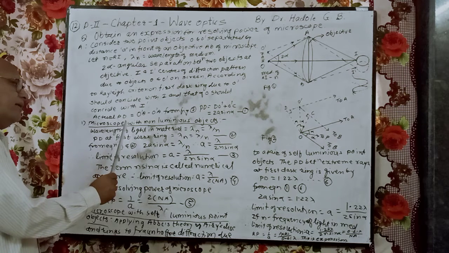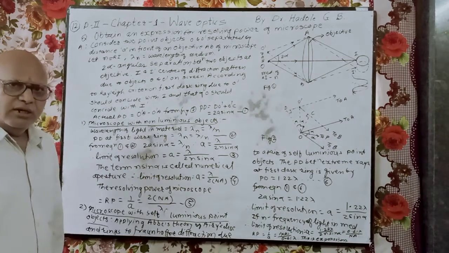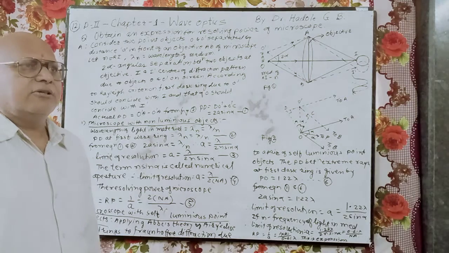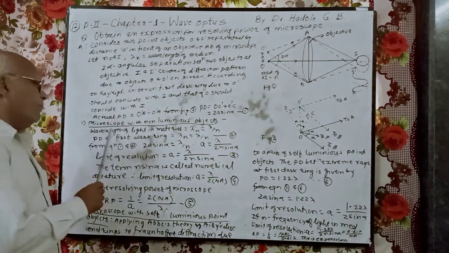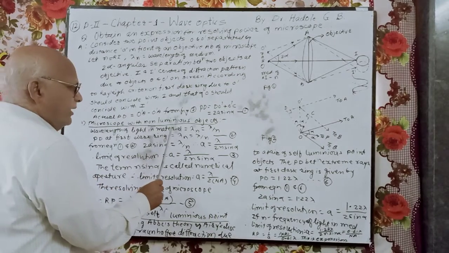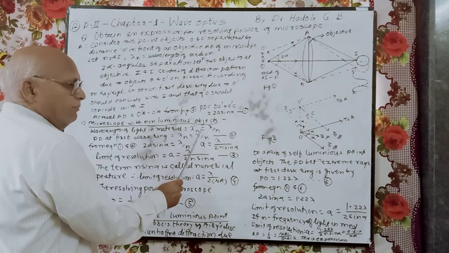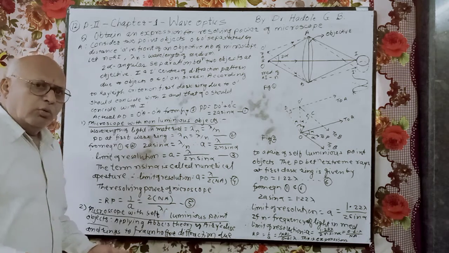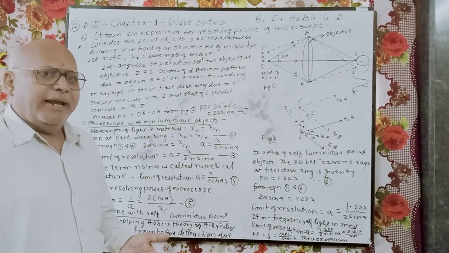the object by the microscope with a non-luminous object. Suppose that the objects are not emitting the light themselves. In this condition, suppose that the wavelength of light in the material is lambda n, and it is equal to lambda upon n. What is lambda? Lambda is the wavelength in a vacuum or air.